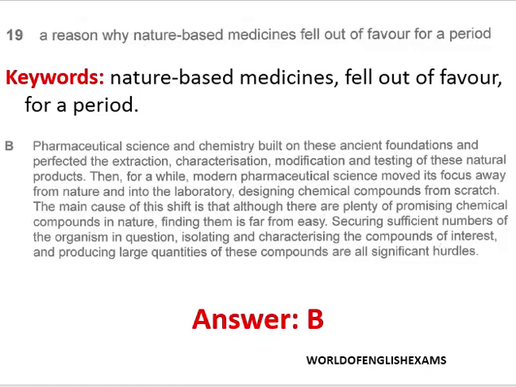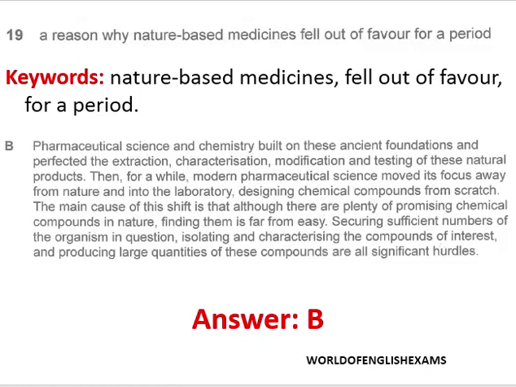Fell out of favor means people did not bother about using it for a period. So in a certain period of time, maybe chemical or artificial medicines were preferred over natural medicines. That is the meaning of the statement. The keywords here are nature-based medicines fell out of favor for a period. So now let's read this paragraph.